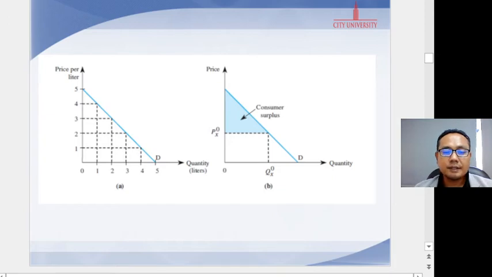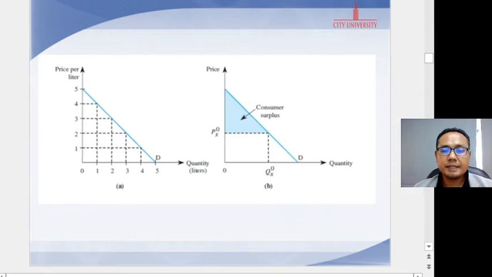This extra value is known as consumer surplus: the value consumers get from a good but do not have to pay for. This concept is important to managers because it tells how much extra money customers would be willing to pay for a given amount of purchased product. More generally, consumer surplus is the area above the price paid for a good but below the demand curve.